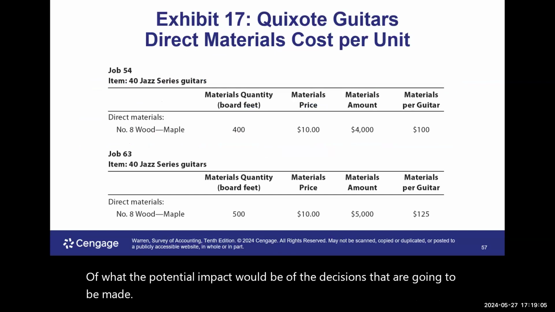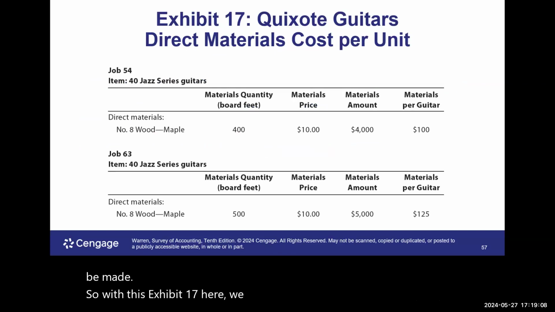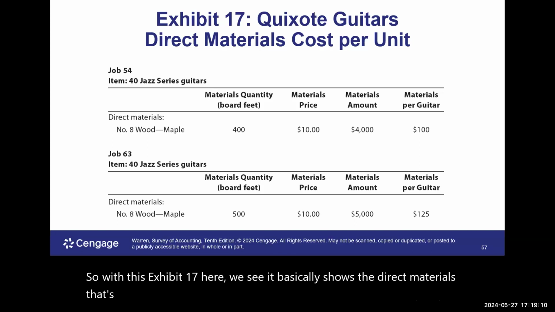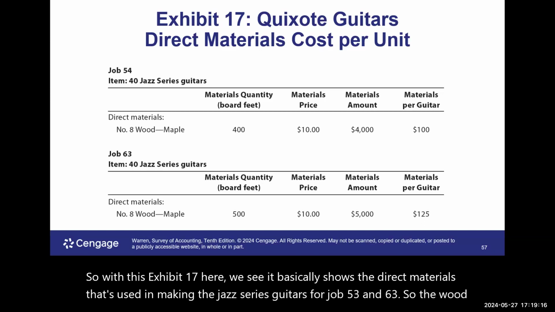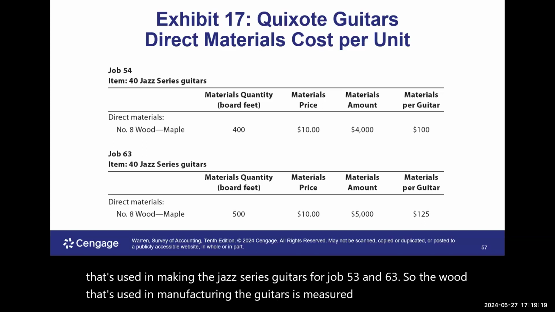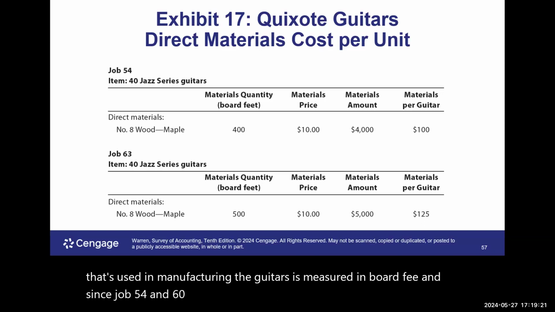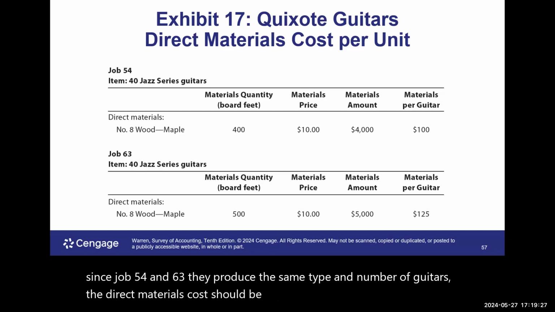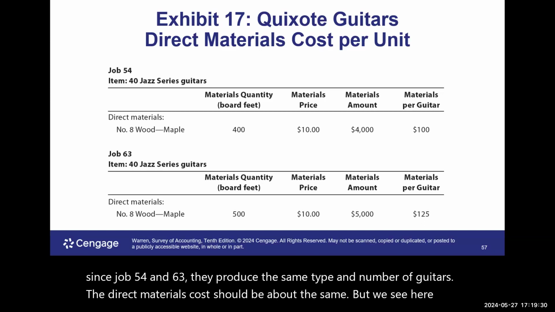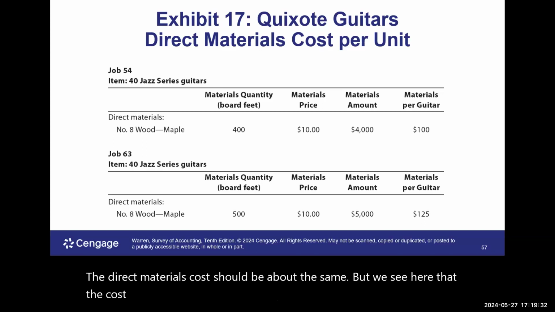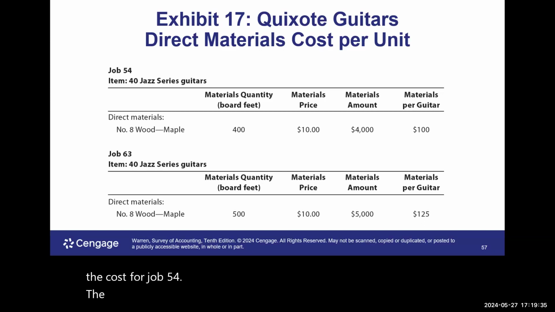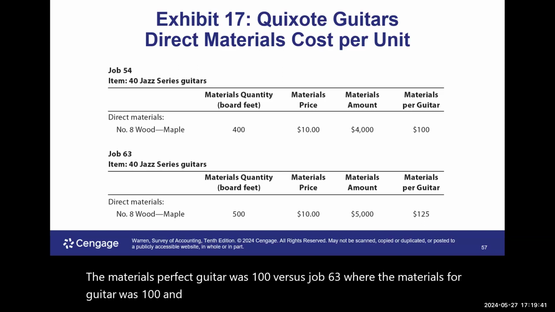So with this exhibit 17, here we see it basically shows the direct materials that's used in making the Jazz Series guitars for job 53 and 63. So the wood that's used in manufacturing the guitars is measured in board feet. And since job 54 and 63 produce the same type and number of guitars, the direct materials cost should be about the same. But we see here that the cost for job 54, the materials per guitar was 100 versus job 63, where the materials per guitar was 125. So obviously the materials cost is more for job 63.